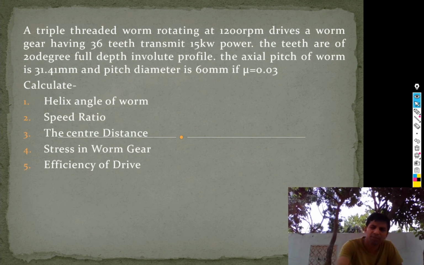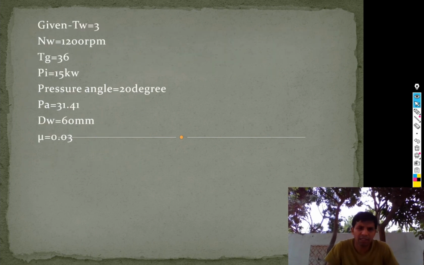So students, this is the given data. TW, the teeth on the worm, is 3. The speed of worm is 1200 rpm, teeth on gear is 36, and power input is 15 kilowatt, pressure angle 20 degree, and axial pitch 31.41, which is given in the statement, and diameter of the worm 60 millimeter, and similarly mu, the coefficient of friction, is 0.03.